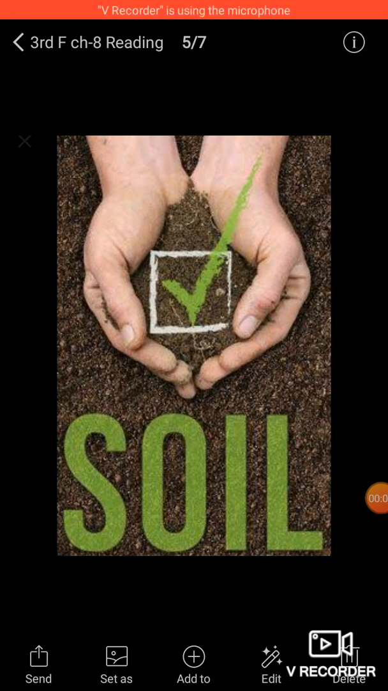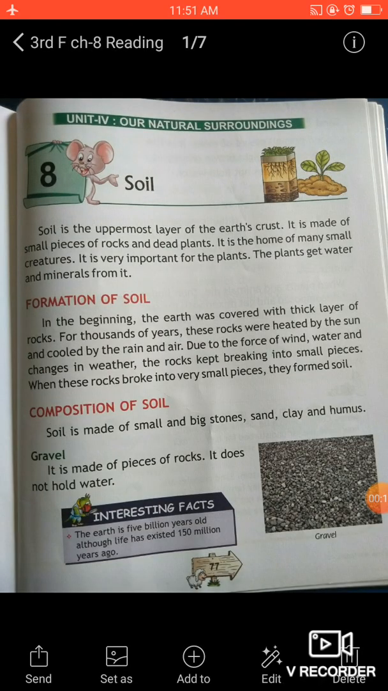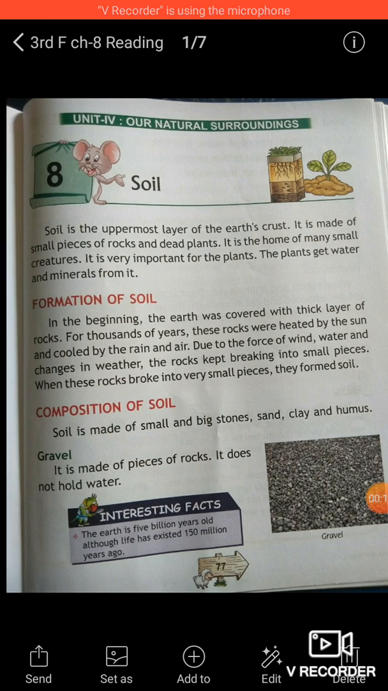Okay, soil. So, let us start with its reading. First of all, what is soil? Soil is the uppermost layer of the earth's crust. What does it mean? Uppermost means it is the highest layer of the earth crust, and crust is a hard layer on the outside of earth.